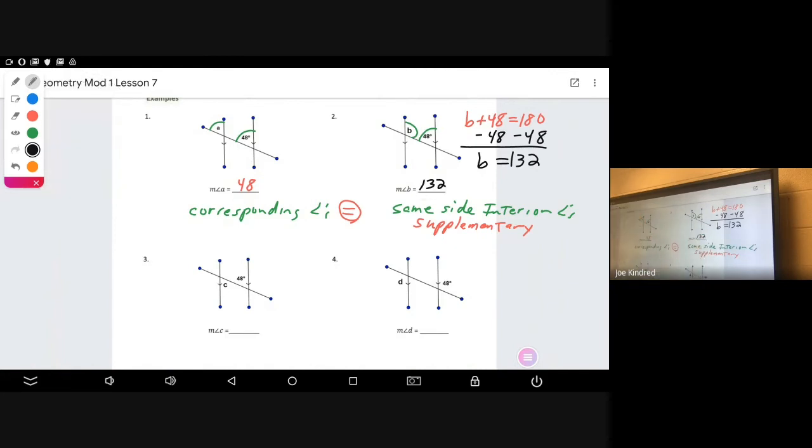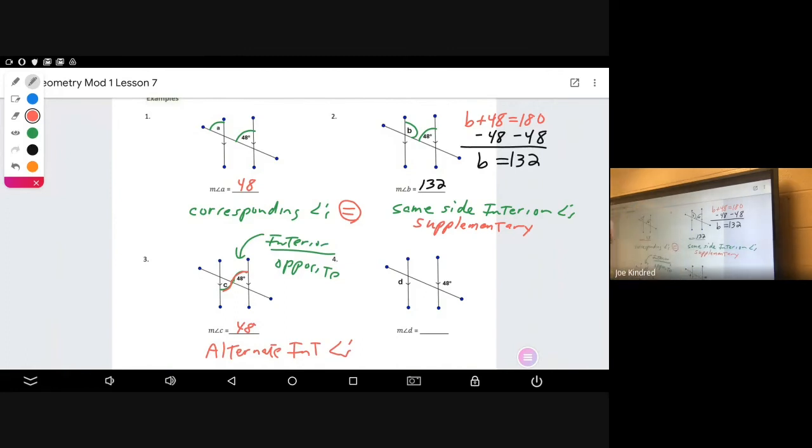Number three, I notice that these are, again, interior angles, but they are opposite each other, which means we have alternate interior angles. And that's good because we know that these two then are equal. Angle C is equal to 48. And there's no work to be done.